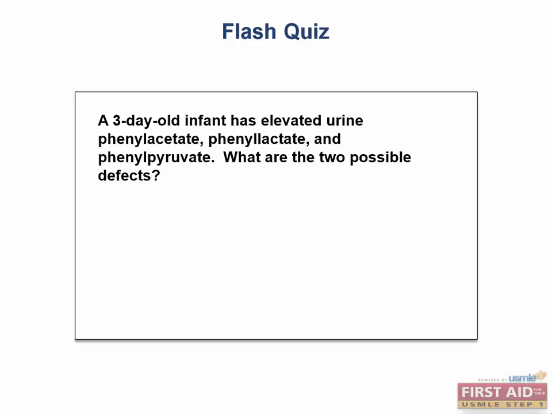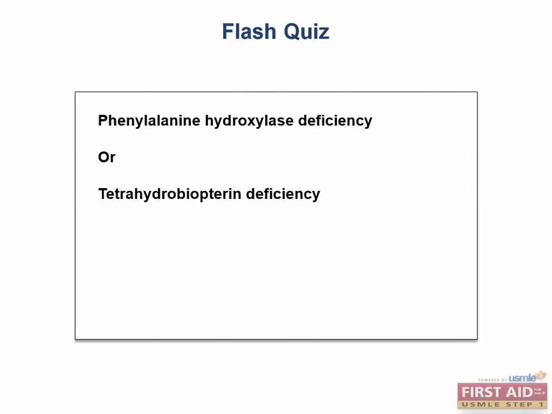Let's pretend a 3-day-old infant has elevated urine phenylacetate, phenyllactate, and phenylpyruvate. What are the 2 possible defects in this 3-day-old? Well, this question is asking for what defects cause phenylketones to accumulate in the urine. The first defect could be due to a missing enzyme, phenylalanine hydroxylase enzyme. However, remember that this reaction is going to require a cofactor, and that cofactor is tetrahydrobiopterin. So if either of these 2 are missing, phenylalanine cannot be converted into tyrosine or its derivatives, the catecholamines or the thyroid hormones or melanin.